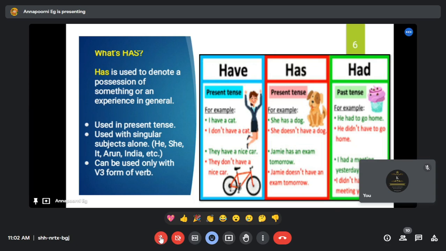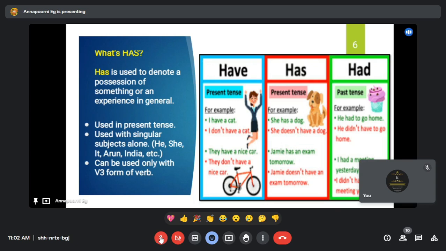So let's see the behavior of has. Has will be used only in present tense. Then has is used with singular subjects alone. What are singular subjects? He, she, it, then Arun, Rahul, Jenny, Soundarya, India. All these are singular subjects. India is also a singular subject because it is the name of one country.